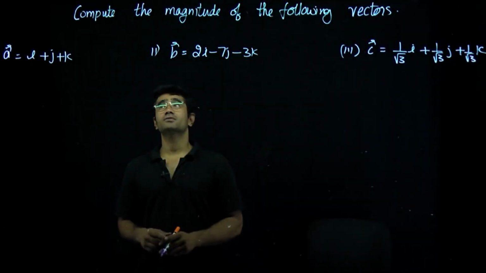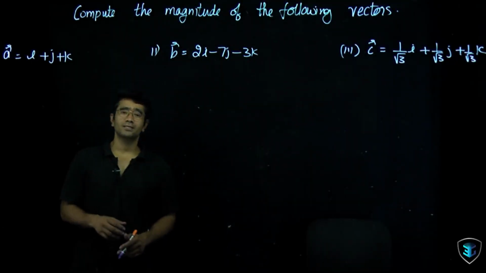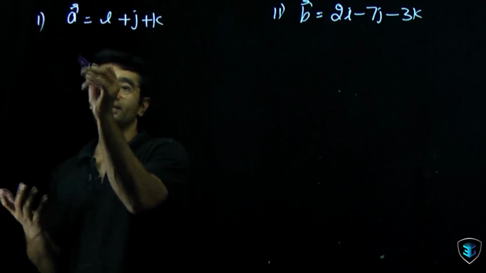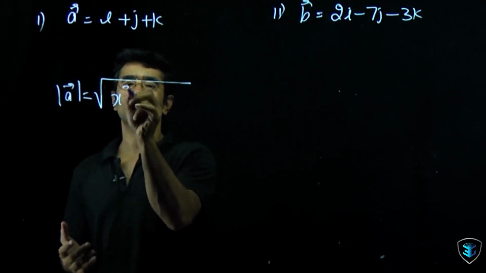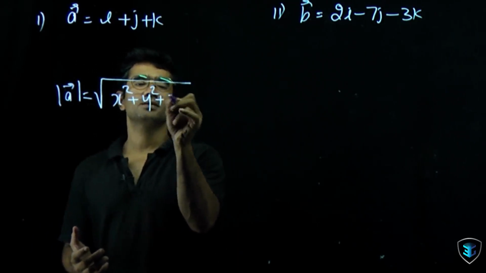That's an easy question, guys. We've got to compute the magnitude of the following vector. It's a pretty easy thing. We know that if that's vector A, the magnitude of the vector is just given by root of x squared plus y squared plus z squared.